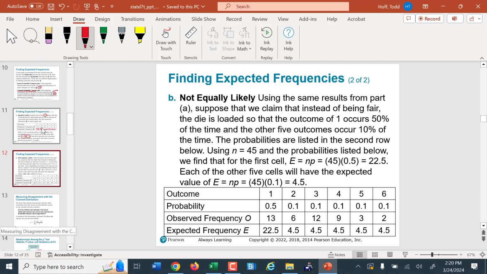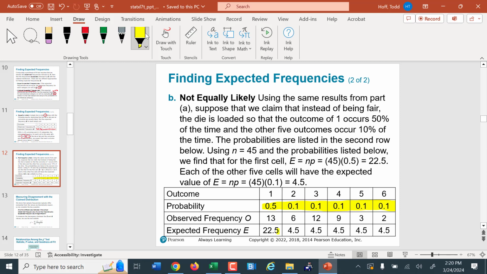If they're not equally likely, we have to be given a probability. So here in this table, this is a loaded die. We're given percents here that we expect them to come out. It is loaded so that 1 will come up half the time, or 0.5, and all the other numbers will come up only 0.1 of the time.